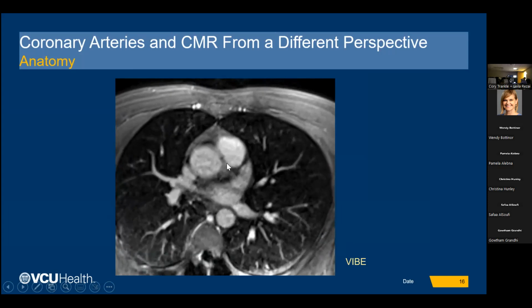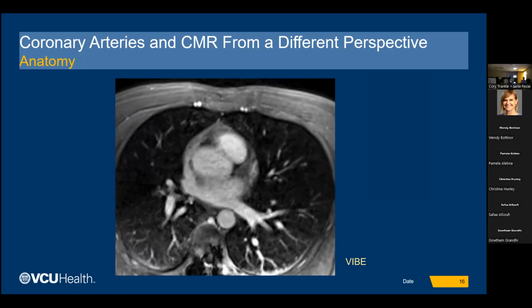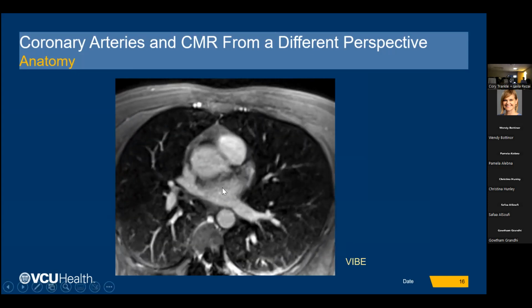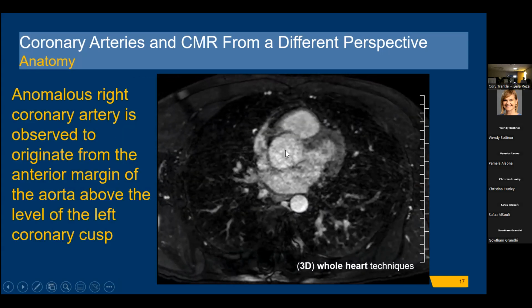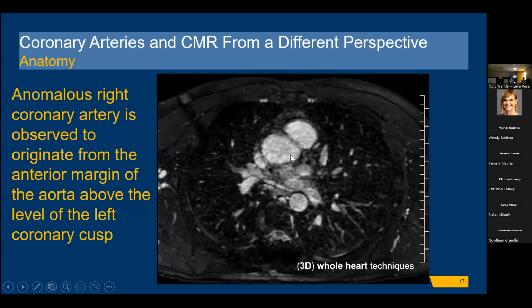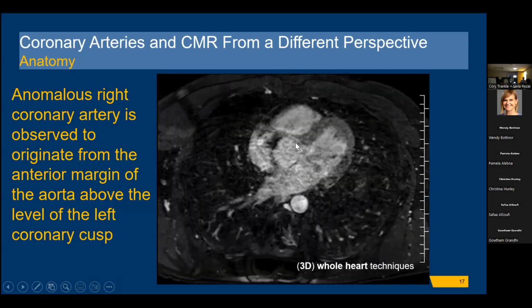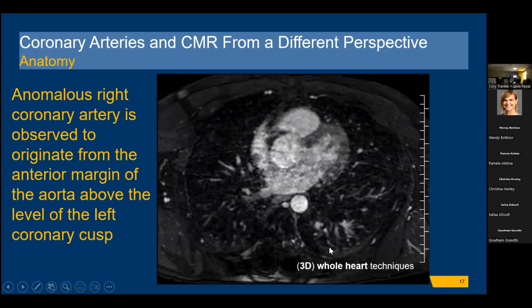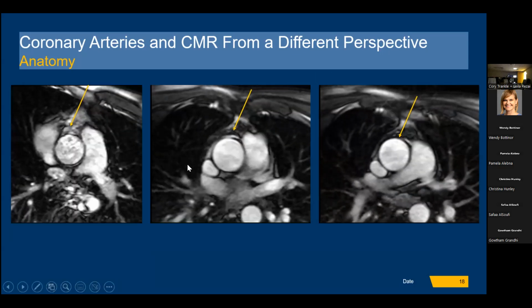You cannot see the course of it. This has thick slices with a lot of distance between them and low resolution. So in this case, the VIBE is not helpful. However, the same patient has a 3D whole heart technique that shows the course of the right coronary artery. It's coming from the left cusp and has an interarterial course. And in this patient, the 3D whole heart technique is more helpful to evaluate.